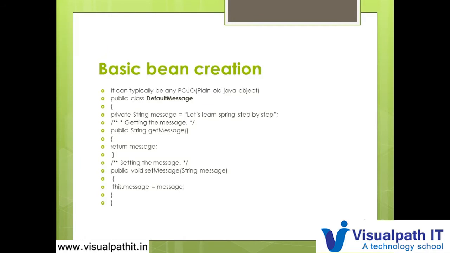Now let's understand what exactly a bean is. Let's understand how we create a basic bean. We can imagine one thing with respect to a bean: it is a component. We can also think of it as any plain old Java object. Any Java file or Java code, we can call it a bean.